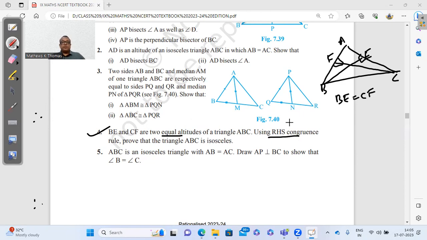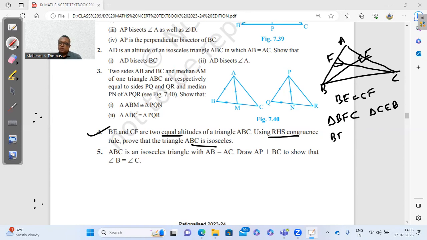Using RHS, now they have specified, use RHS, we can't use anything else. Prove that the triangle is isosceles. So we are going to take triangle BFC and triangle CEB and prove them congruent. Again, look at the triangles that we are taking, BFC and triangle CEB. In this, as I told you, these are altitudes.